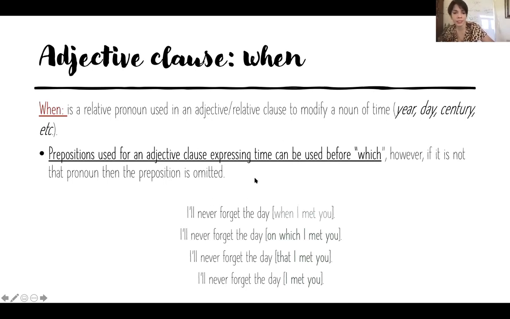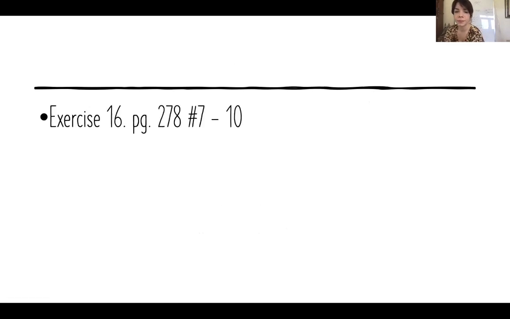So I'll never forget the day when I met you. So see, we don't have a preposition here. We just have when. I'll never forget the day on which, here we have which, on which I met you. I'll never forget the day that I met you. So you don't have a preposition here. I'll never forget the day I met you, which has nothing and doesn't have a preposition. So again, which is the one that, if used to communicate time, combines with a preposition.